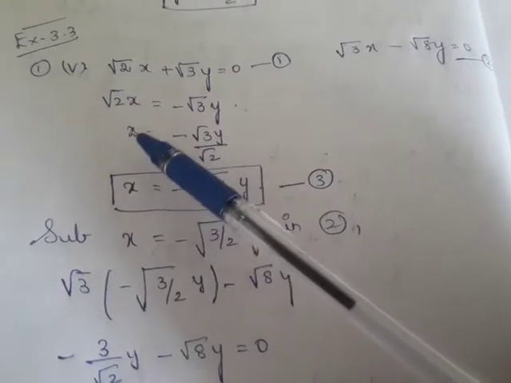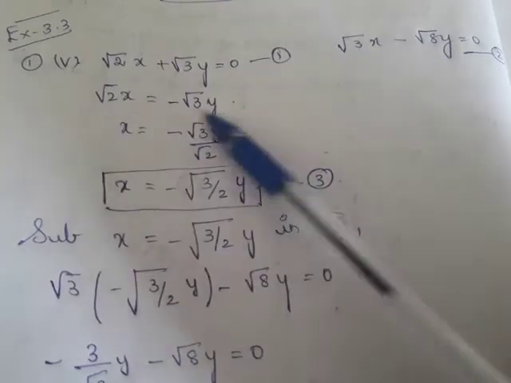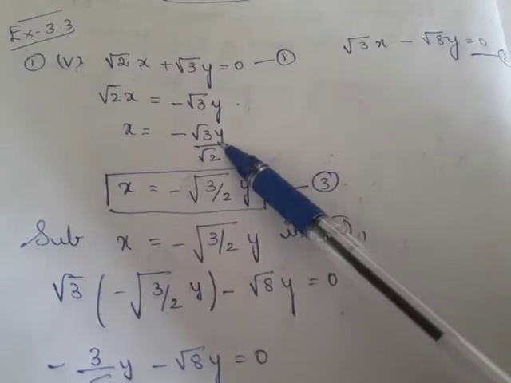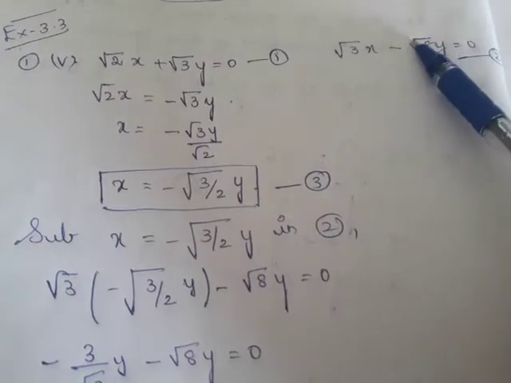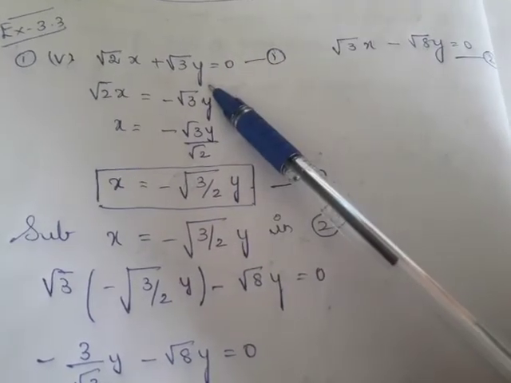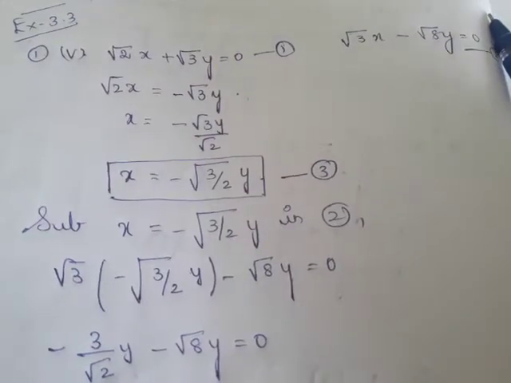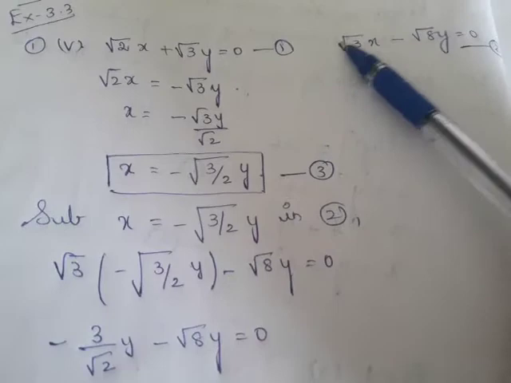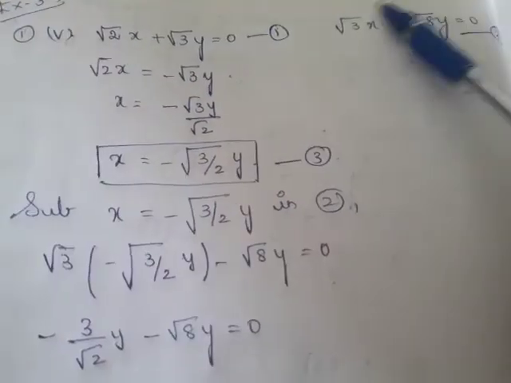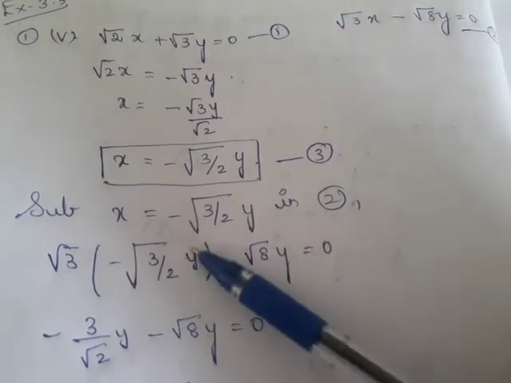Now after finding one variable completely in terms of another variable, substitute this in the other equation. From first equation only we derived the value, right? Now you have to substitute in the another equation. If you are going to derive it from the second equation, you have to substitute in the first equation. Now we will substitute this x value in the second equation, right? So what is our second equation? Root 3 x minus root 8 y equal to 0. So root 3, in the place of x we need to write the value of x. What is the value of x? Minus root 3 by 2 into y.